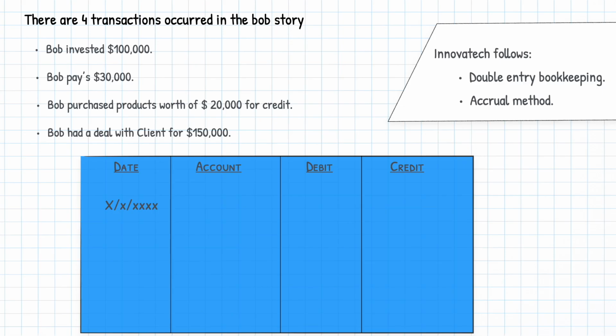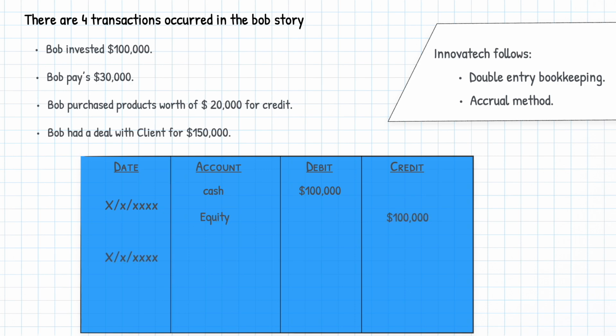For the first transaction, Bob invested $100,000 in the business. This transaction affects the cash account and the equity capital account. We know that when cash increases, it is debited. Equity increases when the owner invests money, so it is credited.